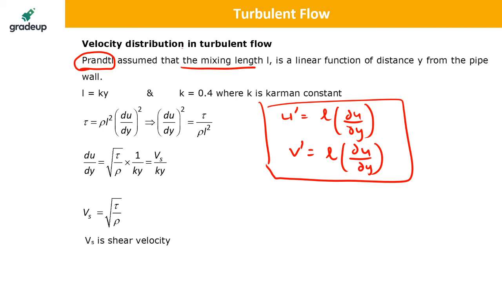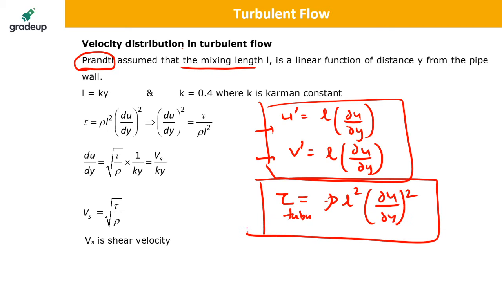According to Prandtl, if we have to convert the fluctuating component of velocity into some measurable quantities, you can use this relation: u dash is equal to L du by dy and v dash is equal to L du by dy. If you put this value, you can say that the total shear stress in the turbulent flow is equal to rho times L square du by dy whole square. This has been given by Prandtl. This is the Prandtl result for turbulent shear stress, and it is greatly accepted.